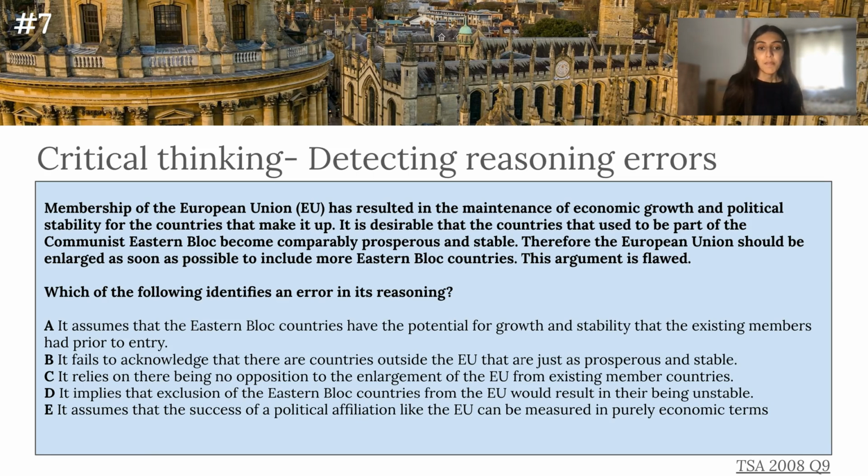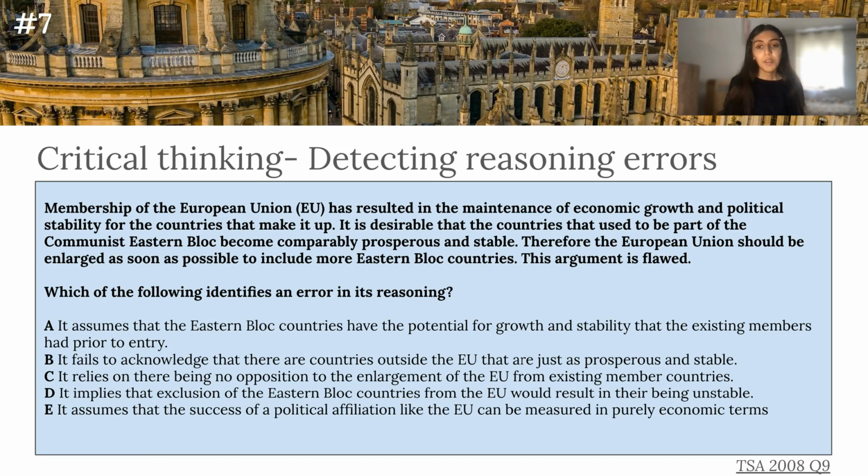So, if you could not tell already, we need to go and break it down because the passage is quite long. So, if we look, we could tell that there's two premises and a conclusion essentially. So the first premise is that the EU has brought growth and stability to its existing members. The second premise is that Eastern Bloc countries need prosperity and stability, and we can conclude that the EU should admit Eastern Bloc countries immediately.